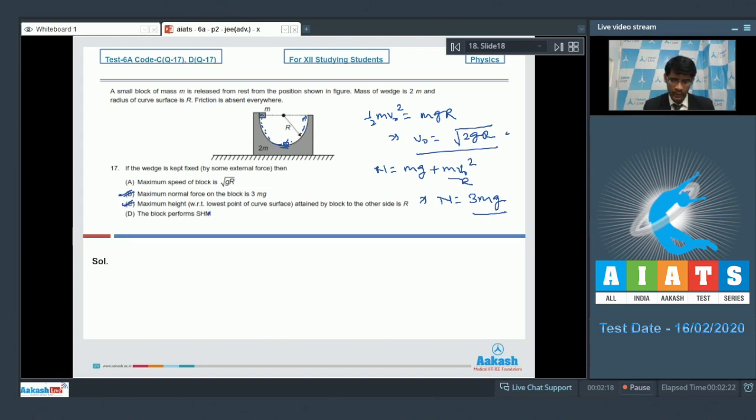The block performs SHM. Well, it will execute oscillatory motion about this point, but certainly it is not linear SHM. In fact, I would not say it to be SHM at all. So options B and C are the only correct answers for question number 17. Now we shall proceed to question number 18, which is also based on the same paragraph.